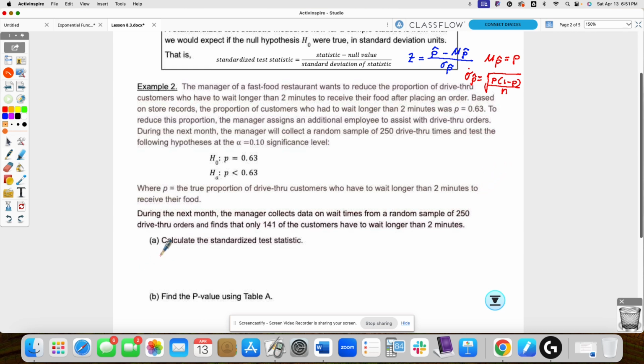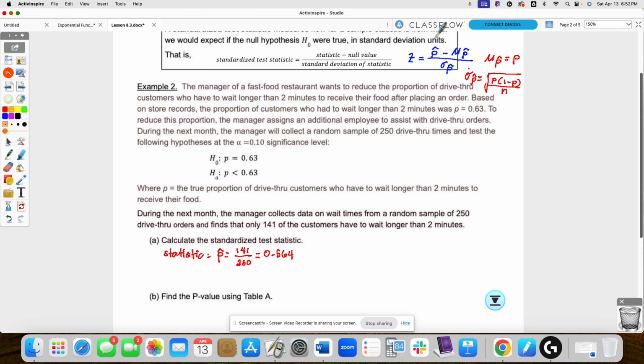Okay? So your statistic in this case is the p-hat, right? So what's our p-hat? P-hat is 141 over 250. Okay, to alleviate the error in calculation, we'll just turn this into decimal. But you want to make sure that you do the rounding correctly to 3 decimal places. So 141 divided by 250 will give us 0.564. Okay, so that's your p hat.